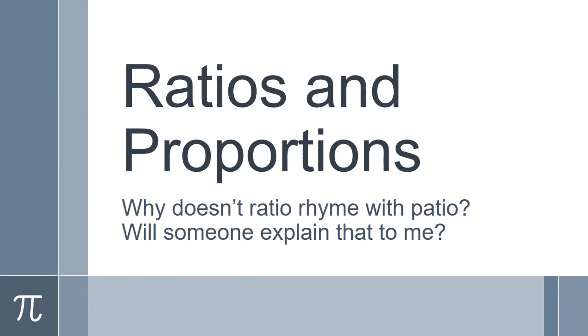Okay, guys, we're back, and today we're going to start on Chapter 7, and the first section is called Ratios and Proportions. Why doesn't ratio rhyme with patio? Somebody explain that to me.